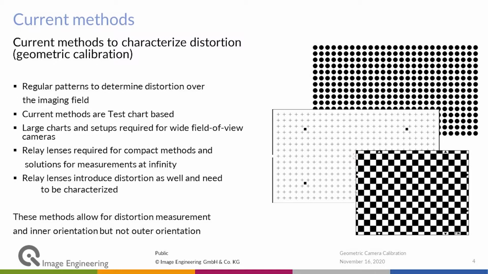The current methods that exist out there use a regular pattern, and most of them use a test chart. So it's a test chart based method that often requires large charts, especially for cameras with a wide field of view. And if you want to do this at infinity, you may want to use a relay lens, but that relay lens also introduces distortion and therefore needs to be characterized and eliminated from the measurements.